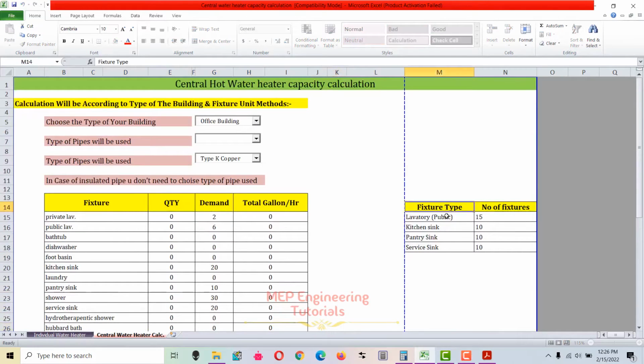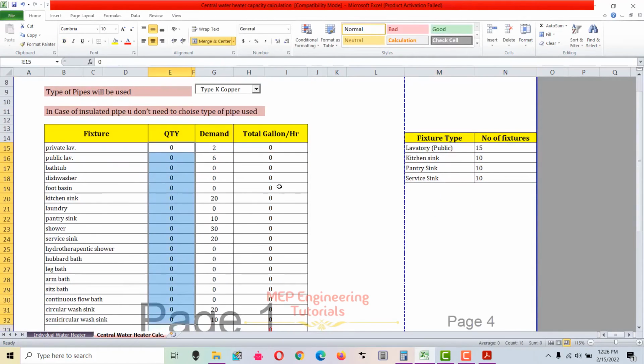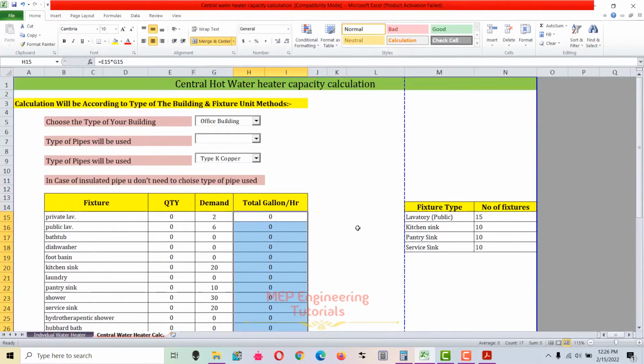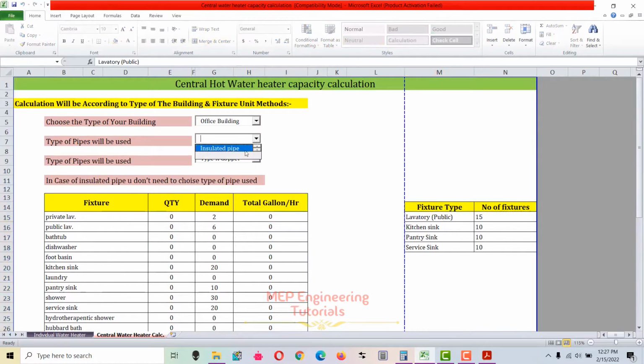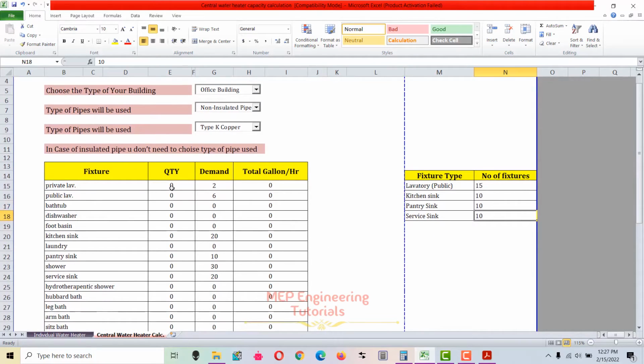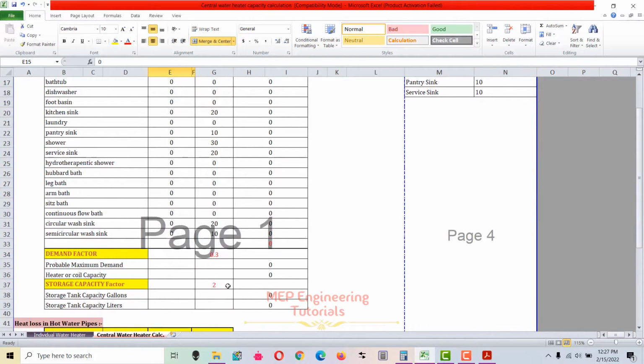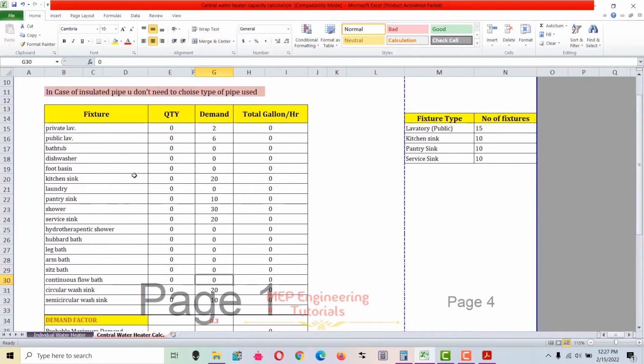Again, same thing. First of all, you have to write the number of fixtures. You have to count the fixtures from the drawing, and then write the quantities in here. It will calculate the demand in gallons per hour. So let's say I have laboratories in the office building that are 15. Let's make this non-insulated. We have 15 laboratories in the office building, a kitchen sink 10, pantries 10, and service sinks 10. So let's write the quantities here in the table. Again, the source is the same, the ASHRAE Applications Handbook, chapter 45, table 9.